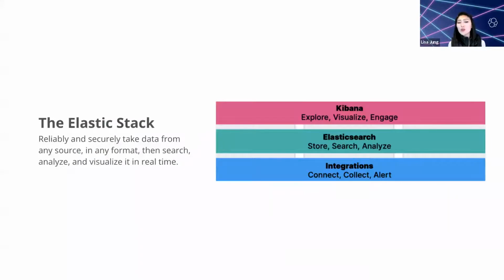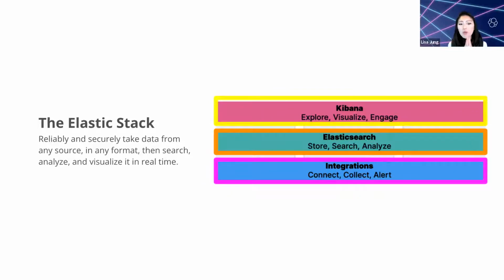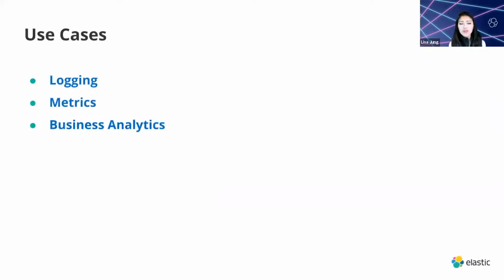Now, if you're a developer working with data, the Elastic Stack is a great tool to have on your belt. It consists of three parts: Elasticsearch, Grafana, and integrations. And with the stack, you could take data from any source in any format, then search, analyze, and visualize in real time. Some of the most popular use cases for the Elastic Stack are logging, metrics, and business analytics.